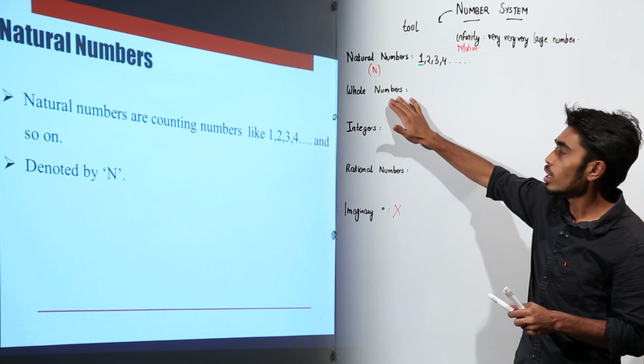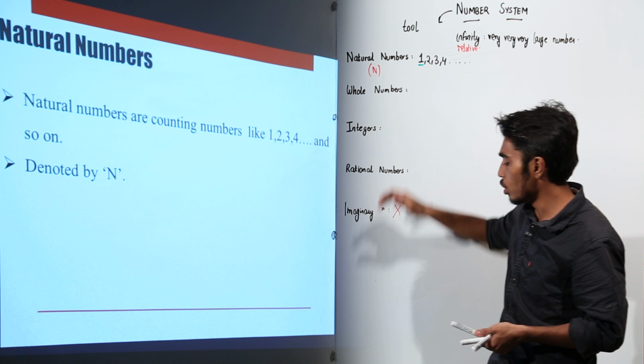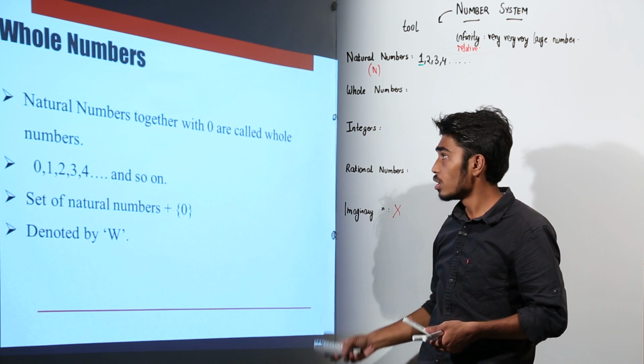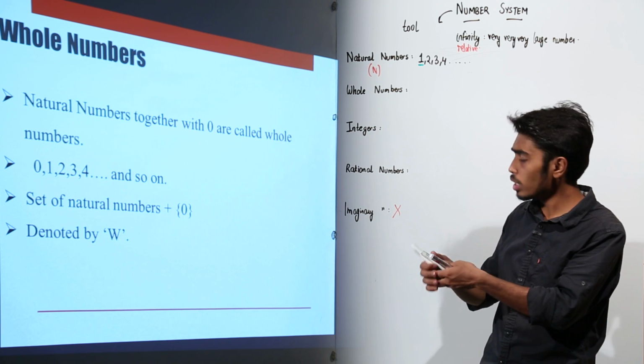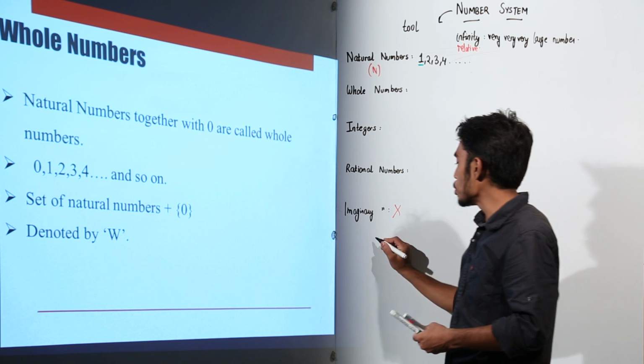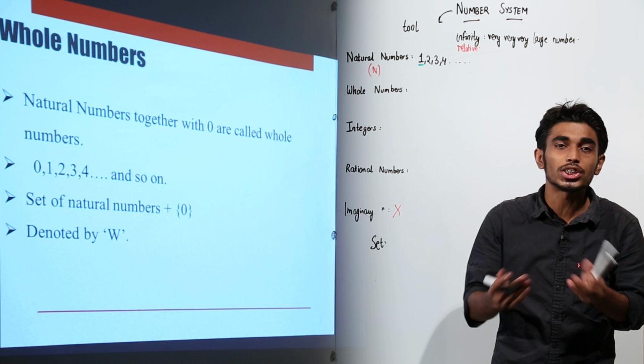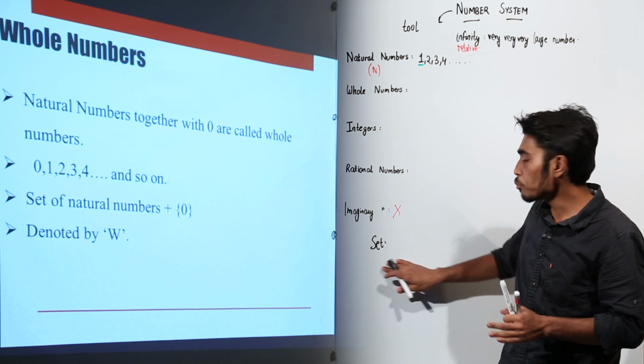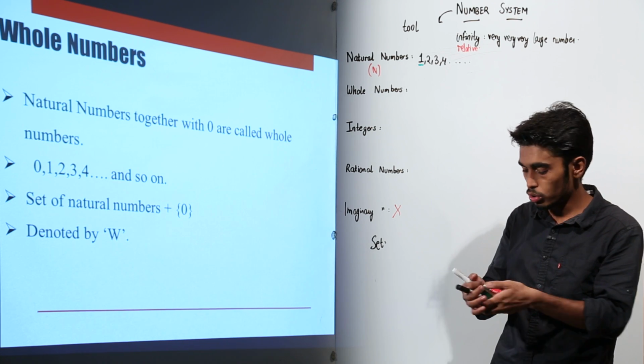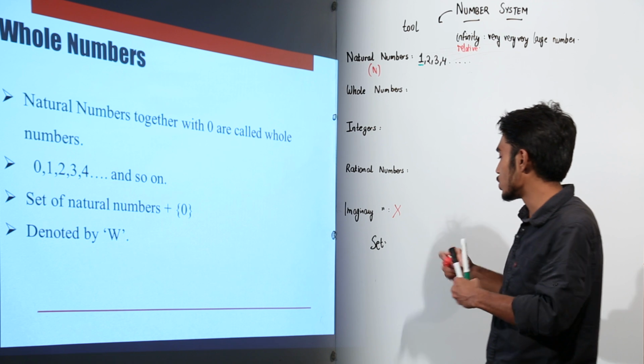Now let us talk about another set which is called the whole number set. Now there is one more term called set. You might be wondering what is a set, right? Set is nothing but a collection, right? I'm going to call a collection as a set. So set is nothing but a collection.